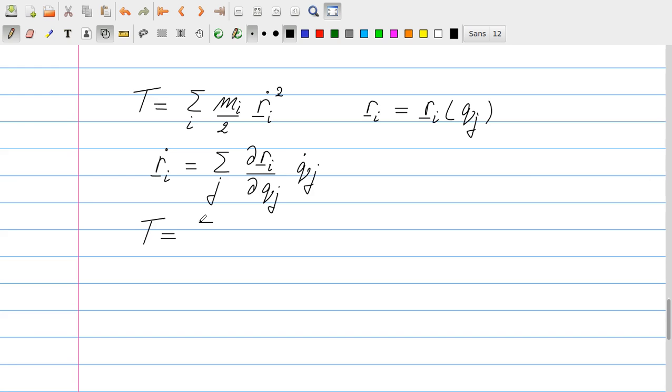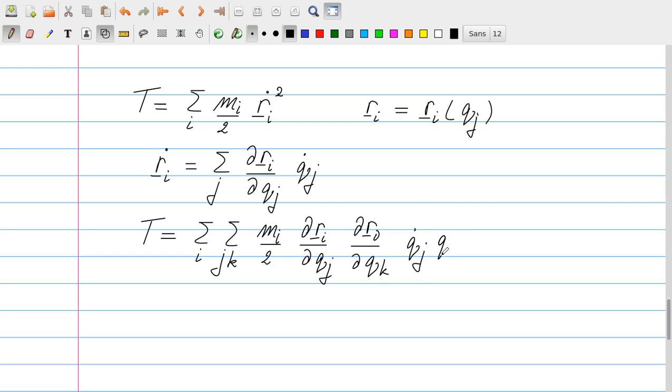And that gives me a sum over i. Then there is a sum over j. Those are the generalized coordinates, and k, because we have an r_i squared, so we get two sums. There is an m_i over 2. And there is a dr_i dq_j, and there is a dr_i dq_k. And then we should multiply by q_j dot and q_k dot.